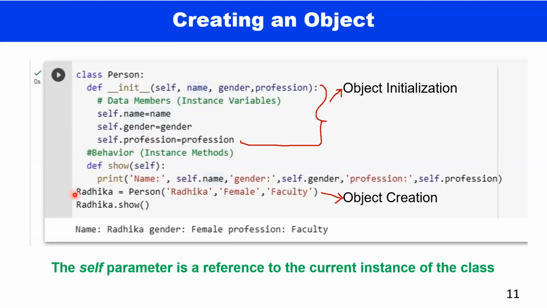And outside the class, we are creating an object called Radhika by passing the values for the attributes, which will be initialized within the constructor. And then we are printing the attributes of the object by using the name of the object followed by the dot operator followed by the name of the method.